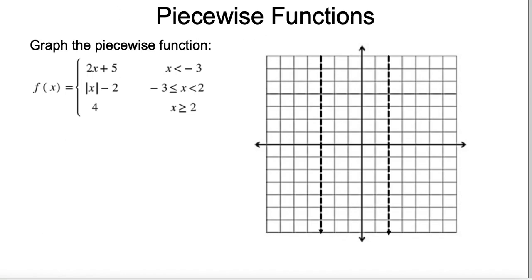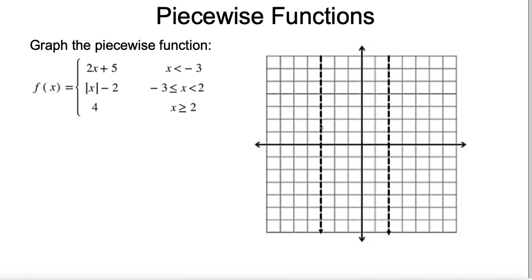Let's graph some piecewise functions. In order to graph a piecewise function, you have to think of what it really is. It's a function in three pieces, but it's really like three separate functions. For example, 2x plus 5 is only present when x is less than negative 3.